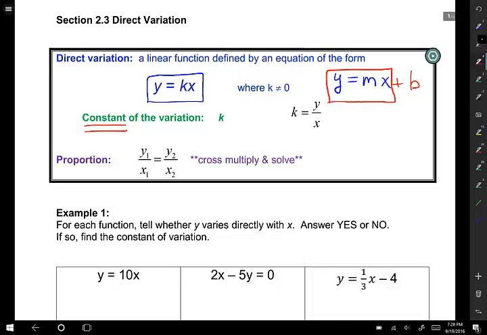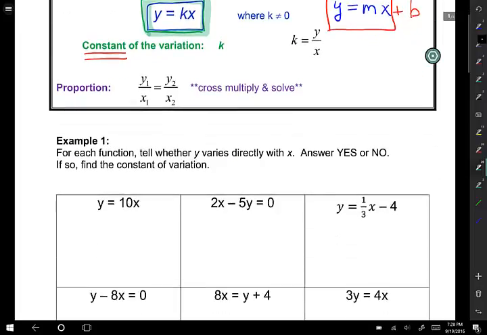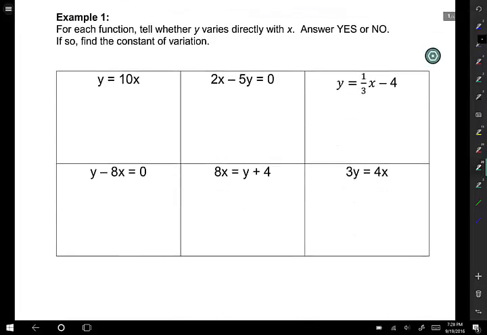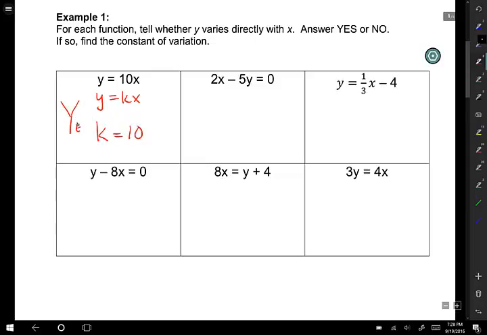Once again, remember, we're looking for, very simply, equations that can be written in the form y equals kx. And I can't emphasize enough, it has to be in that form and not have a plus or a minus number at the back. So here we go. In our first example, we have y equals 10x. Obviously, this is in the form y equals kx. The value of k is 10, and so the answer to this is going to be yes.